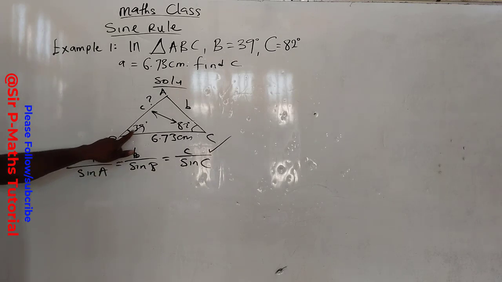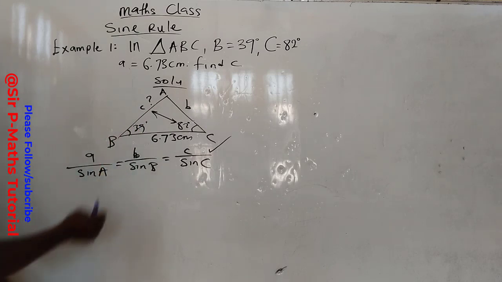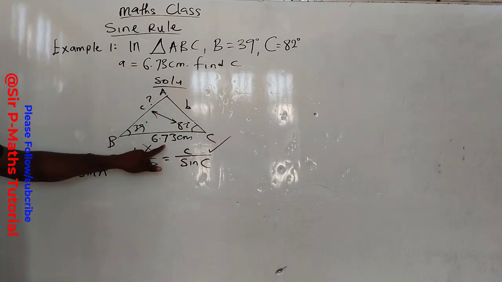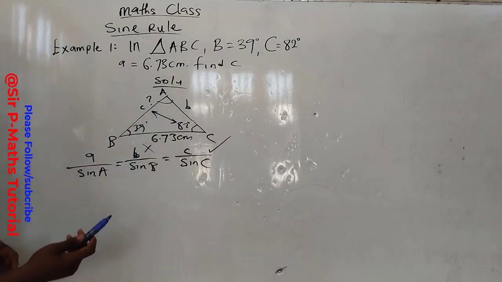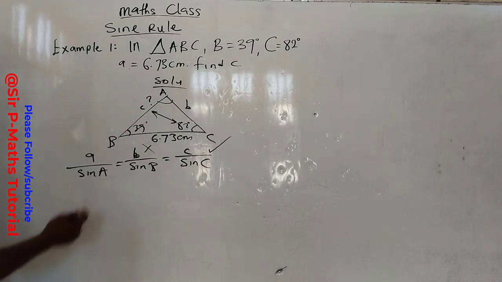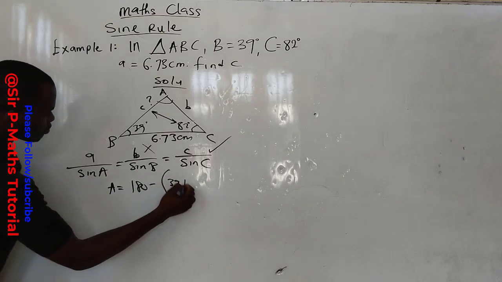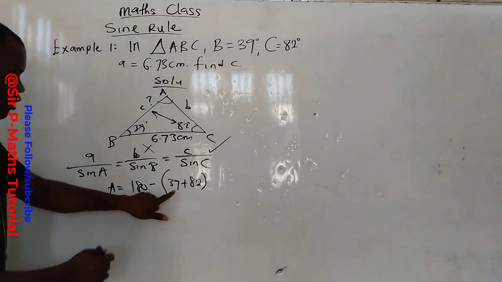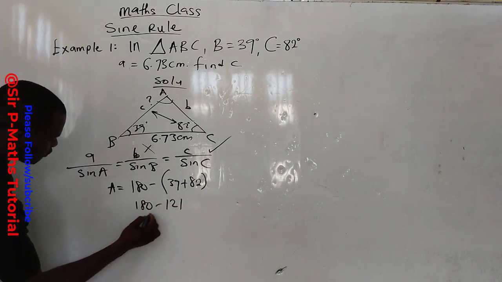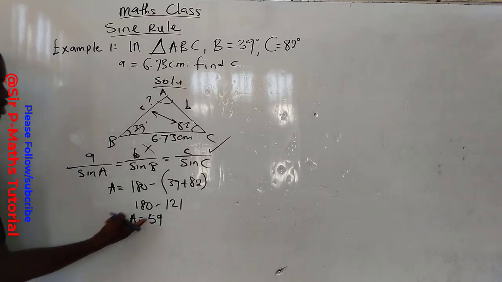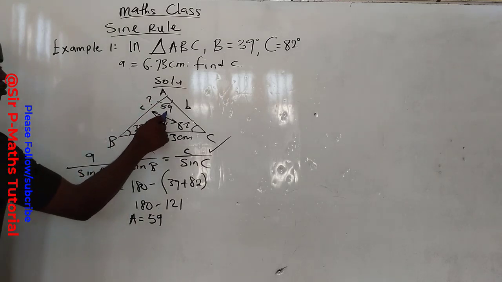Then look at B. I have an angle here. I could have used B, but the side facing the angle is not given, so B is ruled out. The next is A. I can get my angle here. If I add this and this, I will remove it from 180, and I'll get the angle at this position. So A is 180 minus 39 plus 82. If I add both of them, I'll have 180 minus 121. Subtract here, we have 59. So the angle at A is 59. So I can comfortably use A to solve.